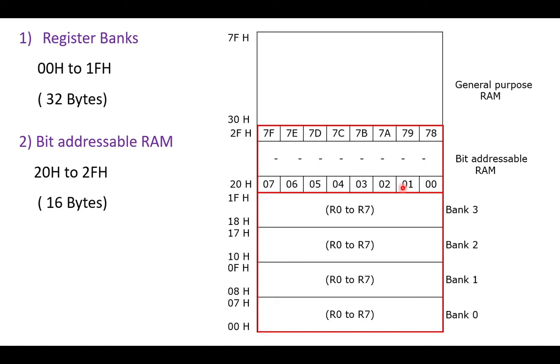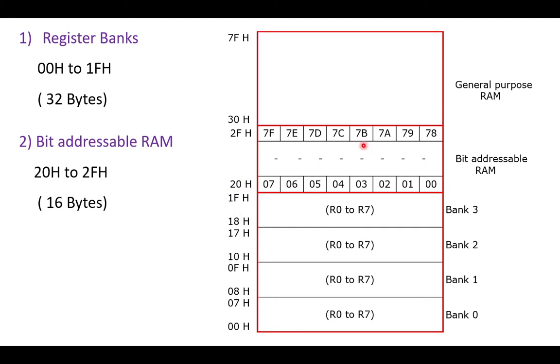Say address 01, I can store any data. Address 02, I can store any data. So in total, 16 locations are there, and each location has 8 bits. So 16 into 8, 128 bits are available if I am using it as a bit storage area. And if I am using it to store the bytes, then I have 16 bytes ranging from 20H to 2FH.